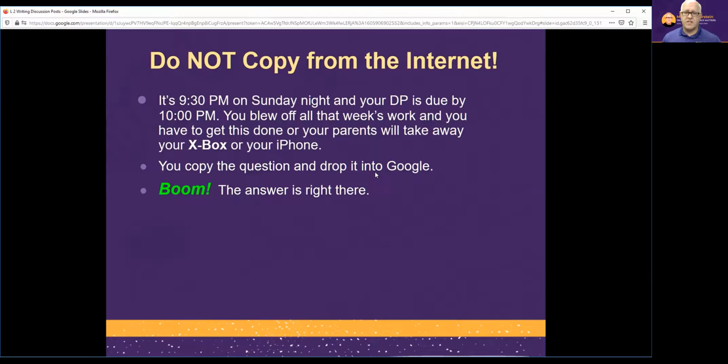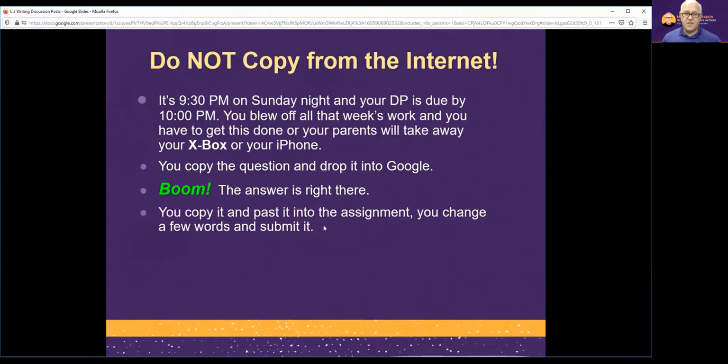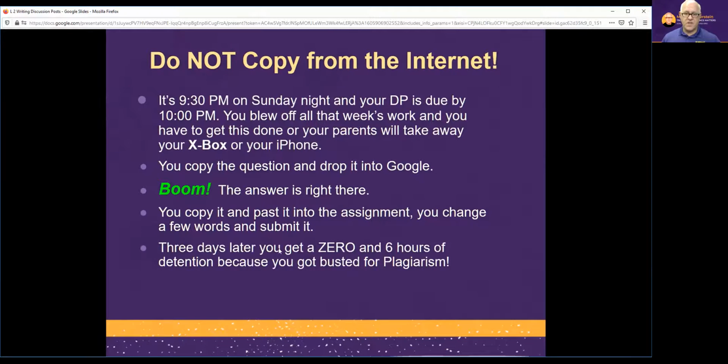Boom, there's the answer. It's right there. Pops right up at the top of the search page. You look around and you grab it. You copy it and you paste it into the assignment. You change a couple of words and you submit it. Now it's off your to-do list. You've submitted it, and hopefully you think you're going to get away with it. 3 days later, you get a 0 and 6 hours of detention because you got busted for plagiarism.